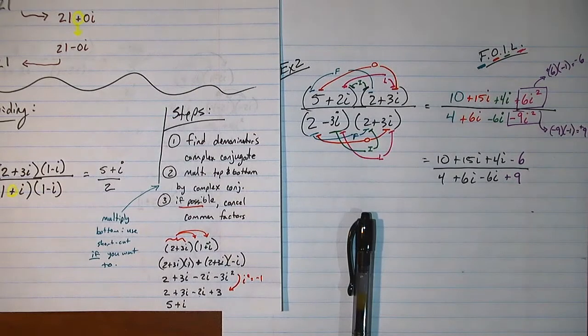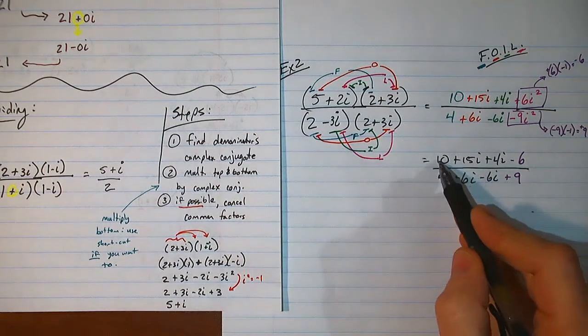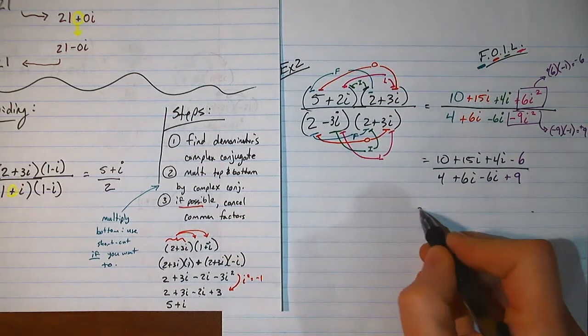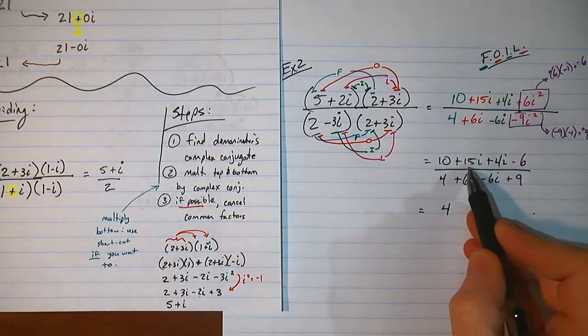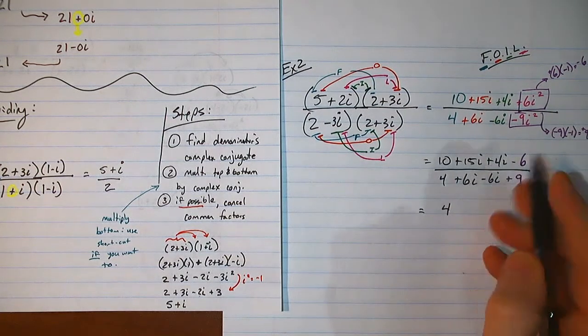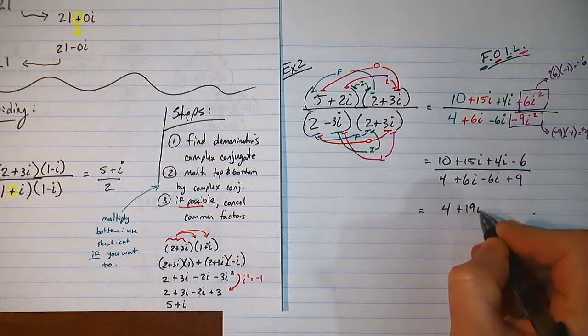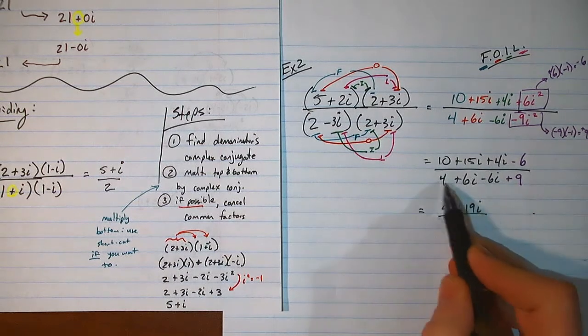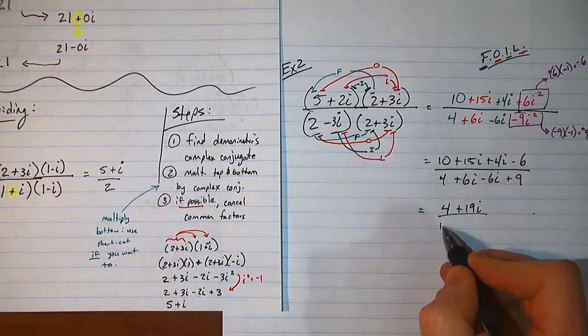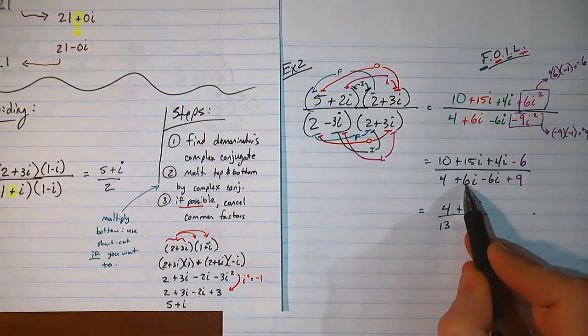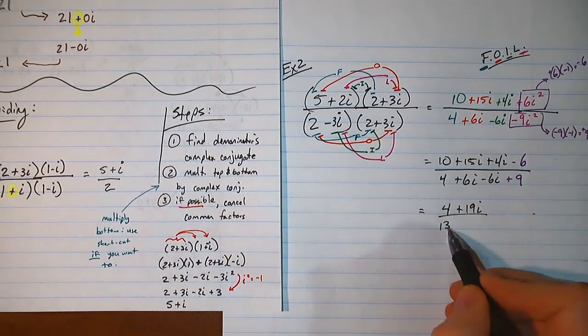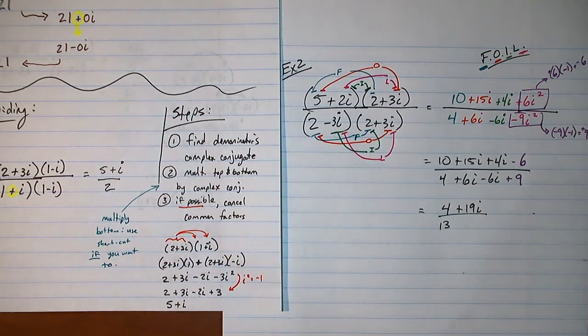Now I combine all my like terms. So in the top, I've got a 10 and a negative 6. They combine to give me 4. And a 15 and a positive 4, they combine to give me 19. In the bottom, 4 and 9 combine to give me 13. And positive 6i and negative 6i cancel. So I just end up with 13.